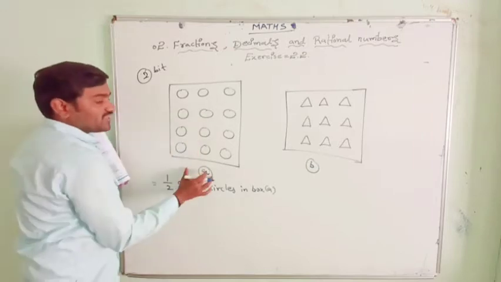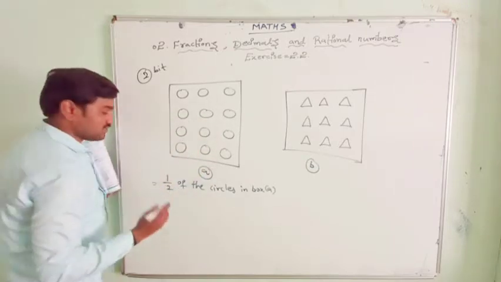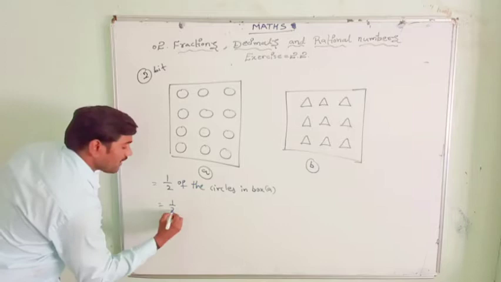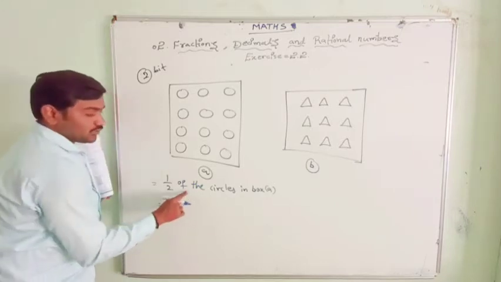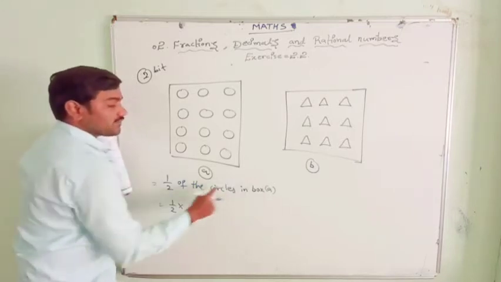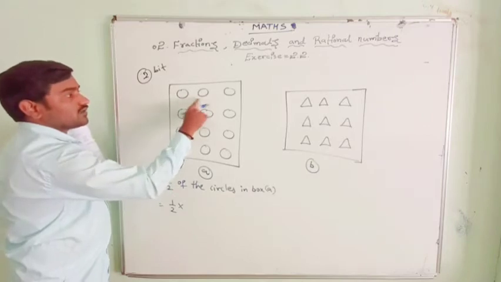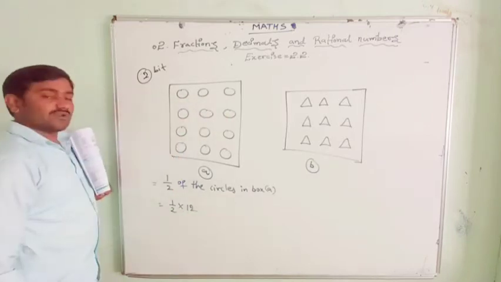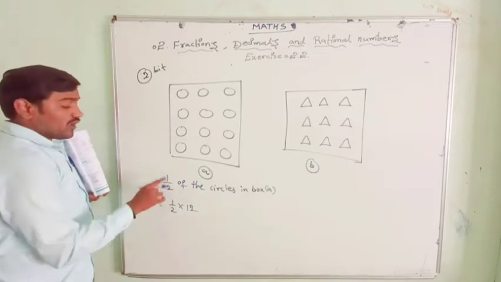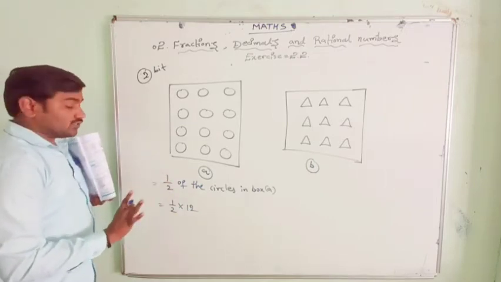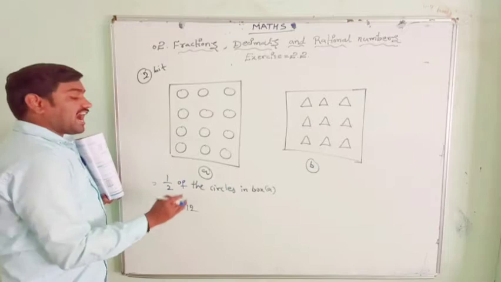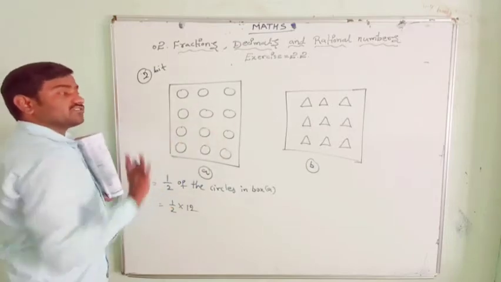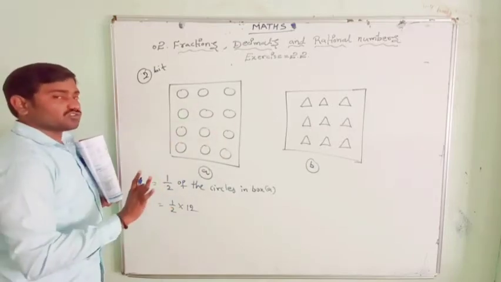In box A, how many circles do we have? 9 circles we have actually. So 1 by 2 of the circles in the box. How many circles are there? See, 1 2 3, 1 2 3 4. So 12 circles are there. Of that, 1 by 2 of the circles we need to shade. That means half of the 12 circles we have to shade. Half of 12 is 6.